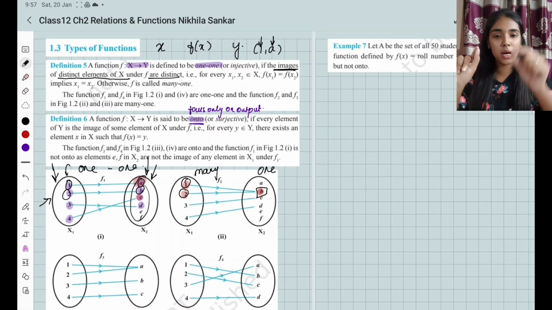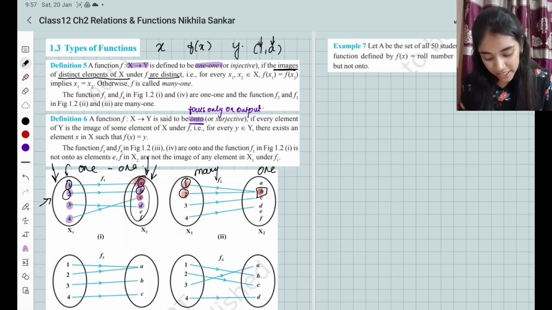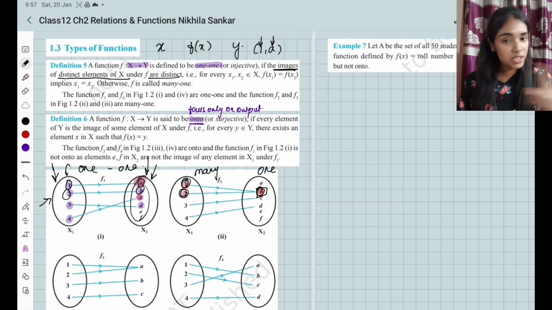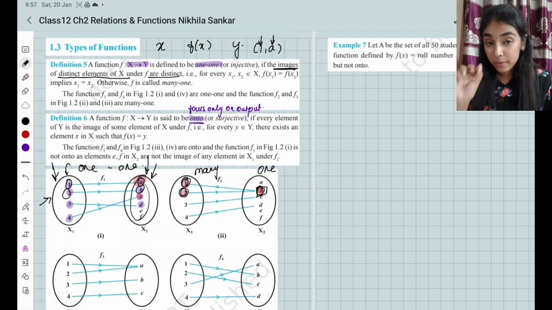ஒரு element is mapped to only one single element. The other element is mapped to only one single element. இந்த இடத்துல என்ன இருக்கு? Many to 1. 1 is mapped to b and 2 is also mapped to b. So இது 1 to 1 கிடையாது. You call that many to 1. புரிஞ்சுதா? 1 to 1 னா என்னன்னு புரிஞ்சுதா? Very good. இப்போ இதை நம்ம எப்படி prove பண்ண போறோம்?